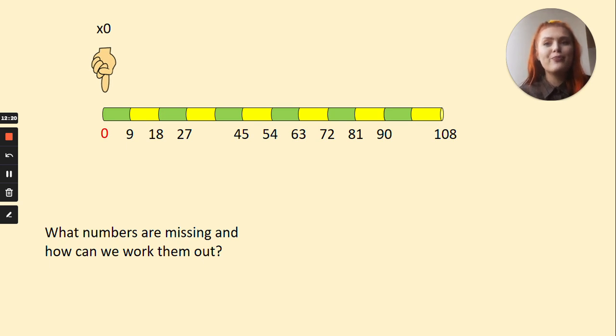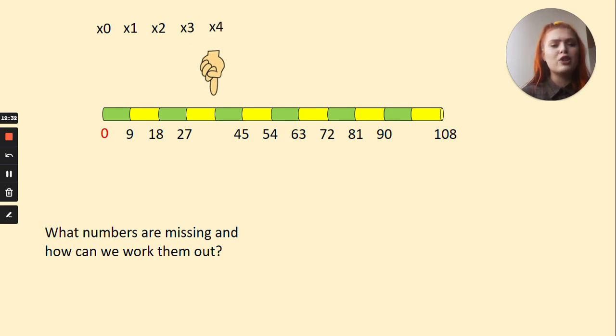Now we can move on. We have 1 times 9, which is 9. 2 times 9, which is 18. 3 times 9, which is 27. But now, our fingers moved along. We have 4 times 9, but it's missing. You might know your 9 times table off by heart, which is fantastic. If you don't, there's a few ways that we can solve this now.